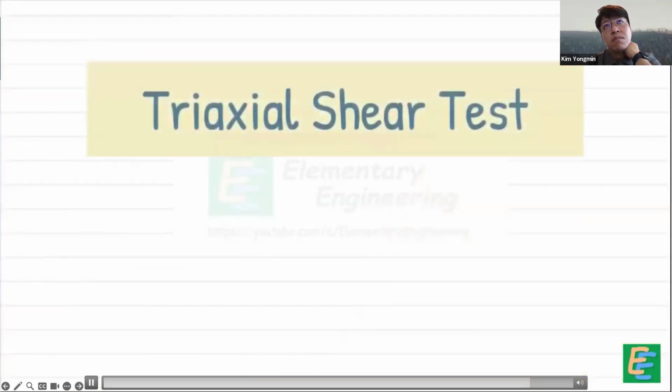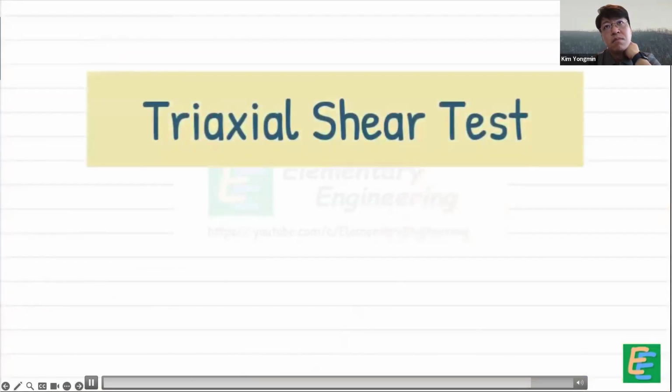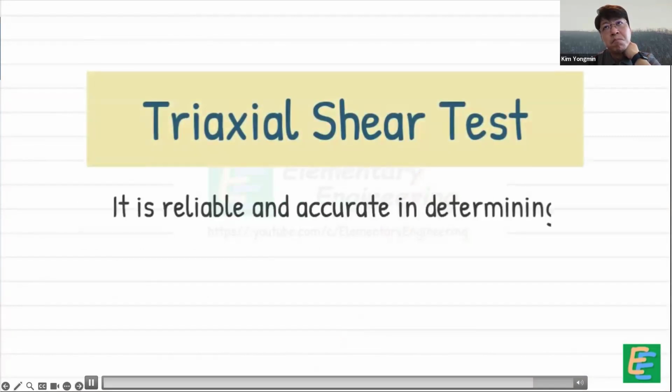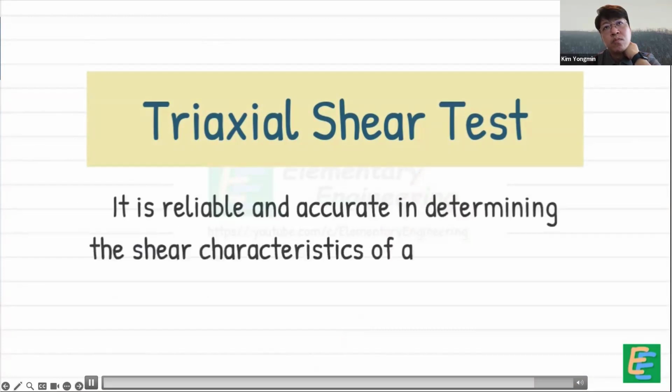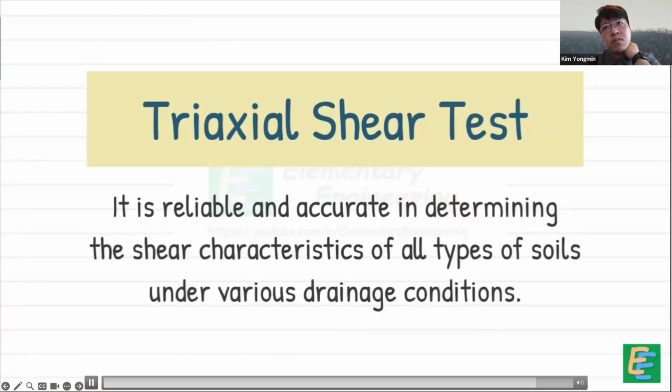Well, despite these drawbacks, the triaxial test is extremely useful. It is reliable and accurate in determining the shear characteristics of all types of soils under various drainage conditions.